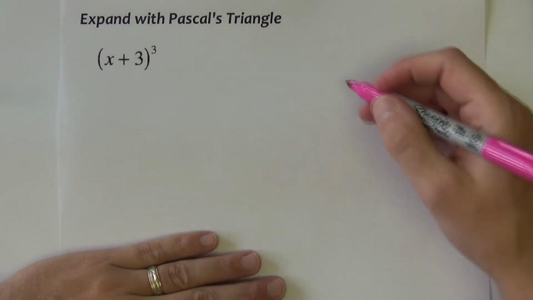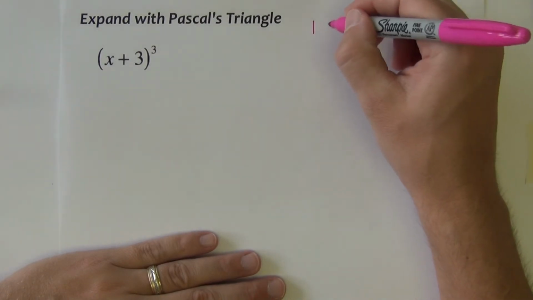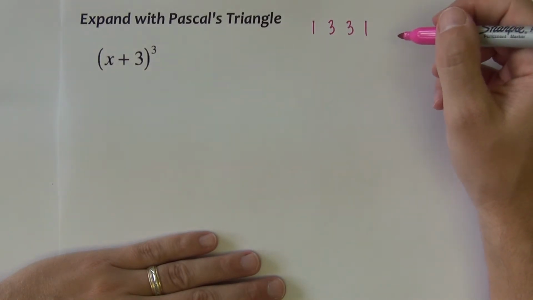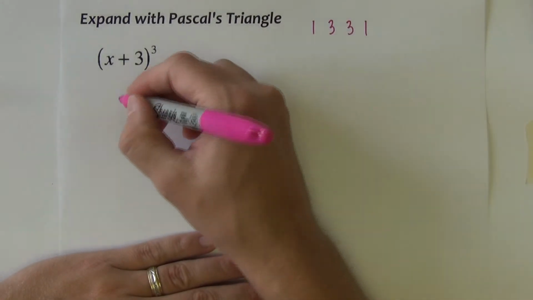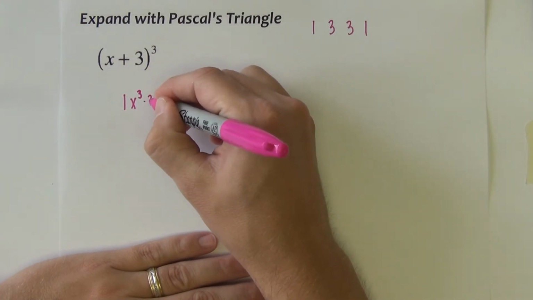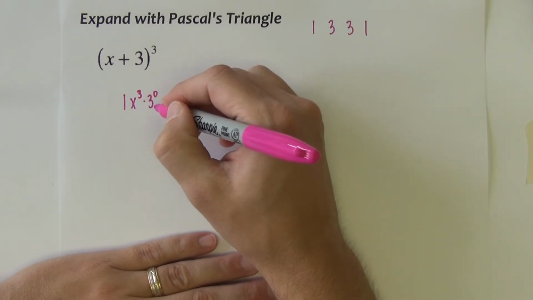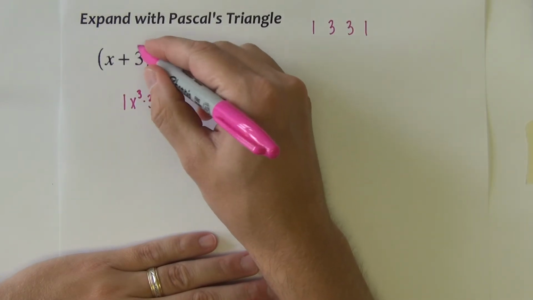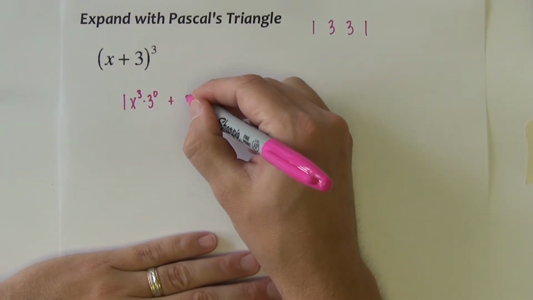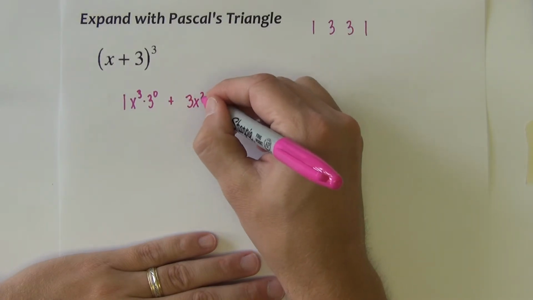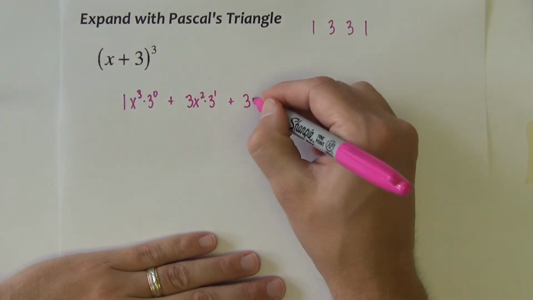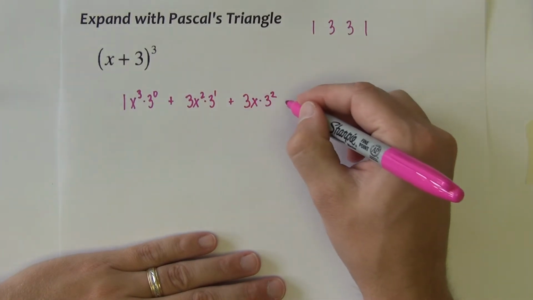Next one is x plus 3 to the 3rd. It's a 3rd power, so I'm going to use 3rd power row, which is 1, 3, 3, 1. And so again, let me set it up here. I've got 1 x to the 3rd times 3 to the 0. The 3 takes the place of the y, because before it was y, but it's just whatever's sitting here gets that power. Next is 3x squared, 3 to the 1st. Next is 3x, 3 to the 2nd.